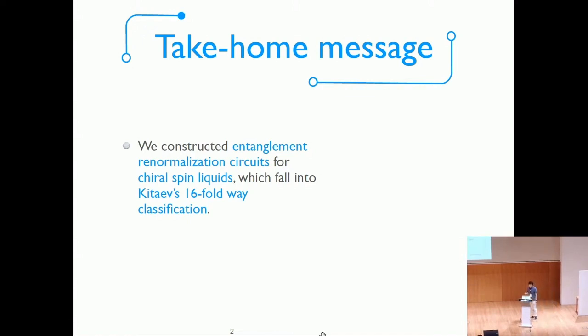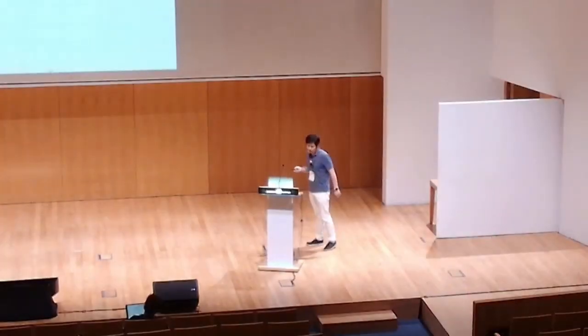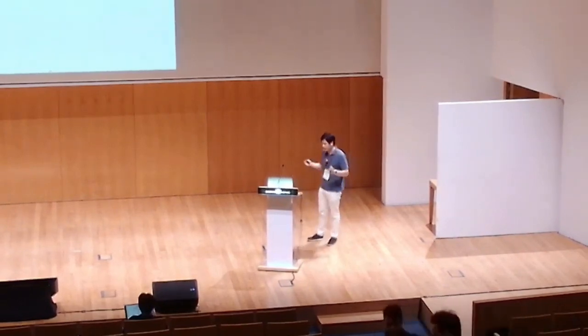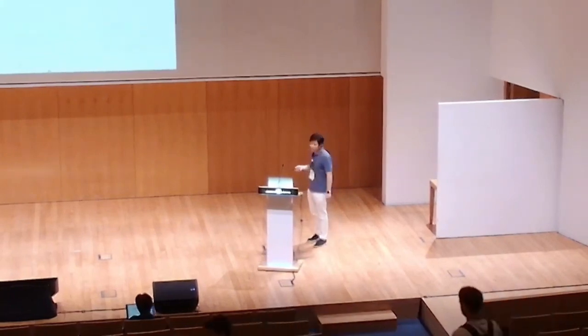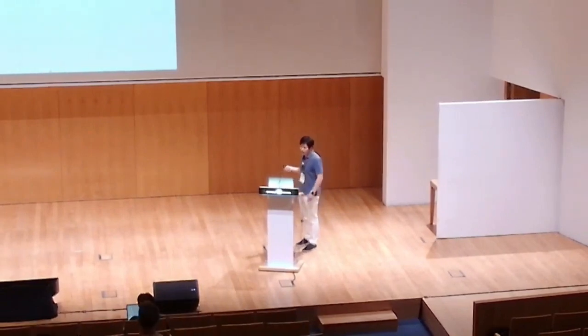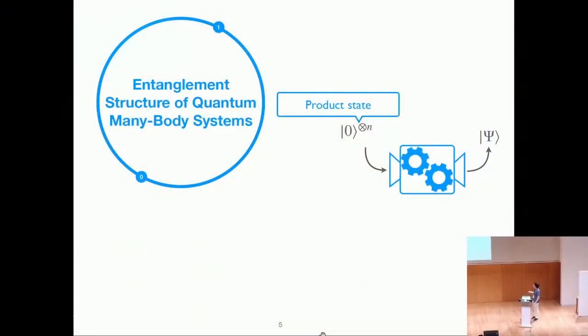I'm beginning with the introduction to entanglement renormalization. So in physics, we always talk about the entanglement of a quantum many-body system. Sometimes we say a certain state is less entangled and some other states are highly entangled. So what do we really mean by that? In order to give an operational definition of the entanglement structure, we can consider the following process: we start with a trivial product state, and feed it into a quantum circuit, and then we produce some target state.